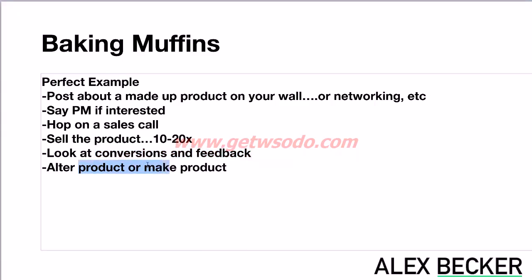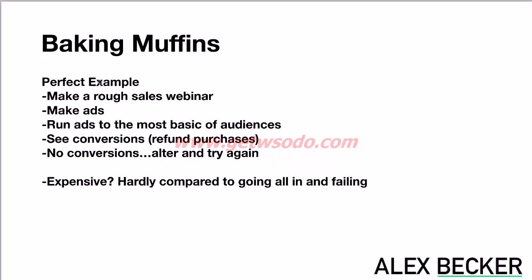Alter the product and then make the product different based on the feedback. And then you're going to have a perfect little muffin. You're going to have an exact blueprint on the type of cake you want to bake. Okay? All right, so then what you want to do when you're going and starting up your product, make a rough sales webinar and then make their ads and run in the most basic of audiences.